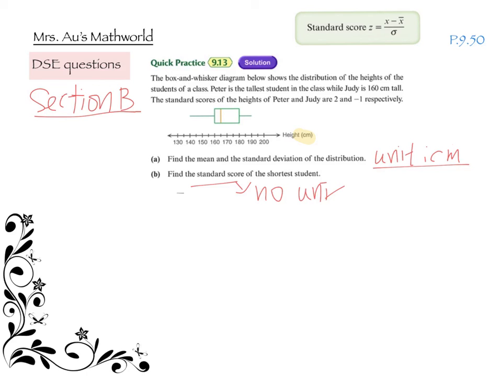Okay. Then for the standard score of the shortest student, of course you find the lower score should be 140. And then just type the things in it. So standard score equals 140 minus 170 as you found in part A, and divided by 10. So you get -3 as the standard score of the shortest student.